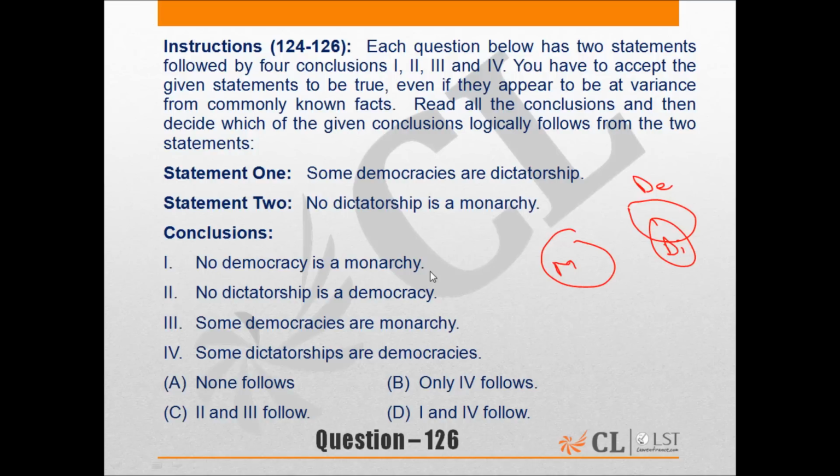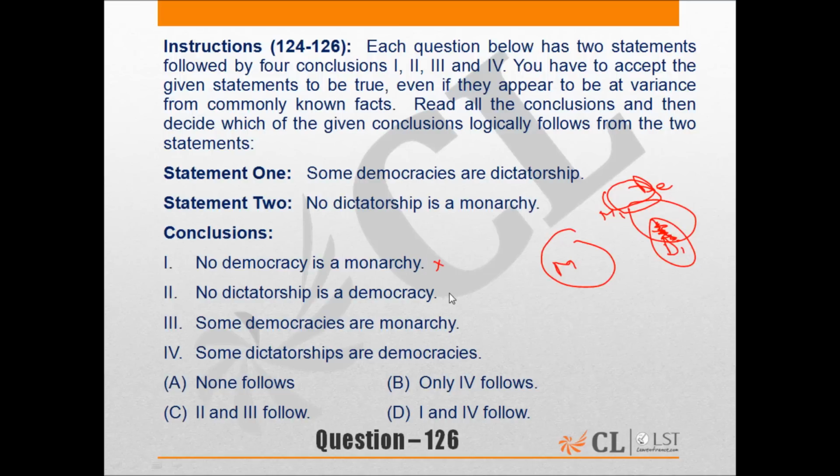No democracy is a monarchy. Does this follow? Conclusion 1. Those democracies which are dictatorship cannot be a monarchy because no dictatorship is a monarchy. So these democracies cannot be a monarchy, but the other democracies may very well be a monarchy. That case is possible. Hence, no democracy is a monarchy does not necessarily follow.